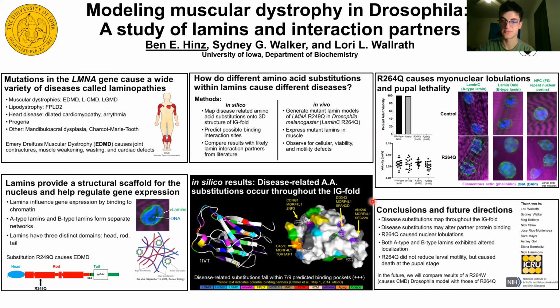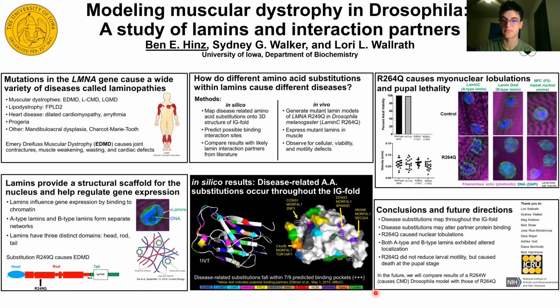From my studies, we've concluded that disease substitutions of all types map throughout the entire IG fold. These substitutions may alter partner protein binding. We also saw that R264Q causes severe nuclear lobulations, and that it causes both A-type lamins and B-type lamins to mislocalize. Although R264Q did not reduce larval motility, it did cause complete death at the pupal stage.